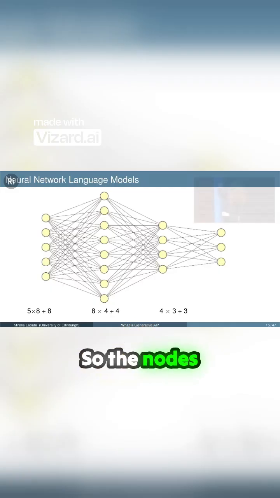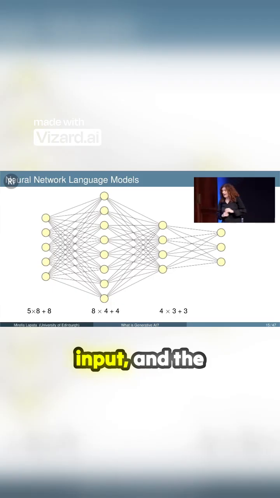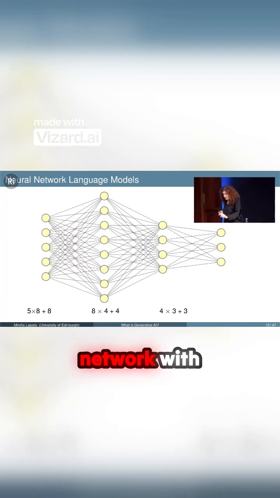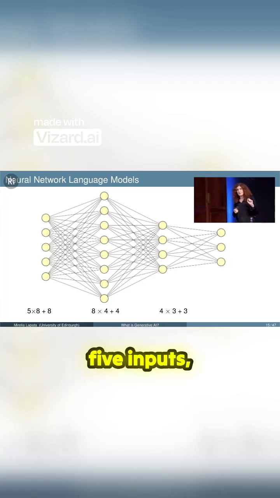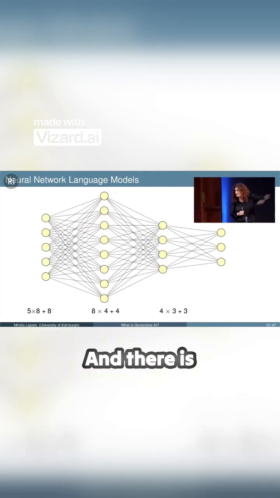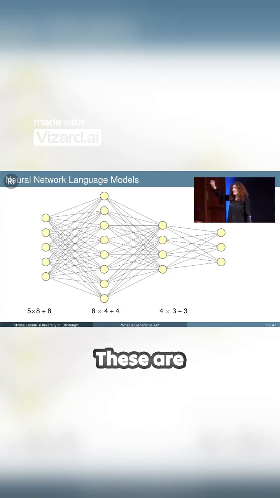Okay, so the nodes here on the right are the input, and the nodes at the very left are the output. So we will present this neural network with 5 inputs, the 5 circles, and we have 3 outputs, the 3 circles. And there is stuff in the middle that I didn't say anything about. These are layers. These are more nodes that are supposed to be abstractions of my input.